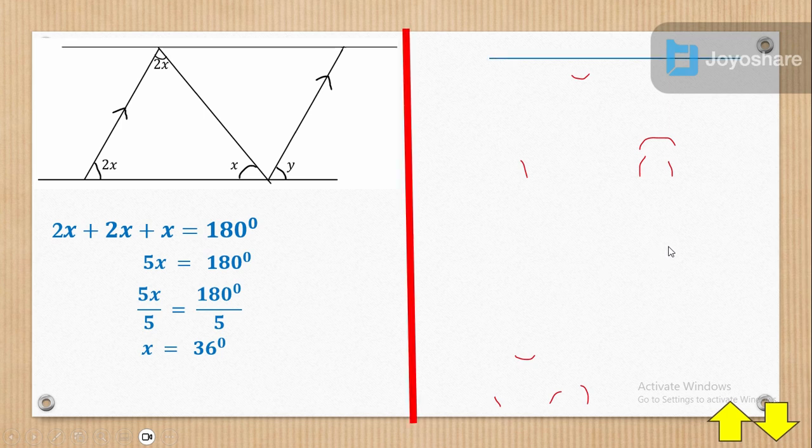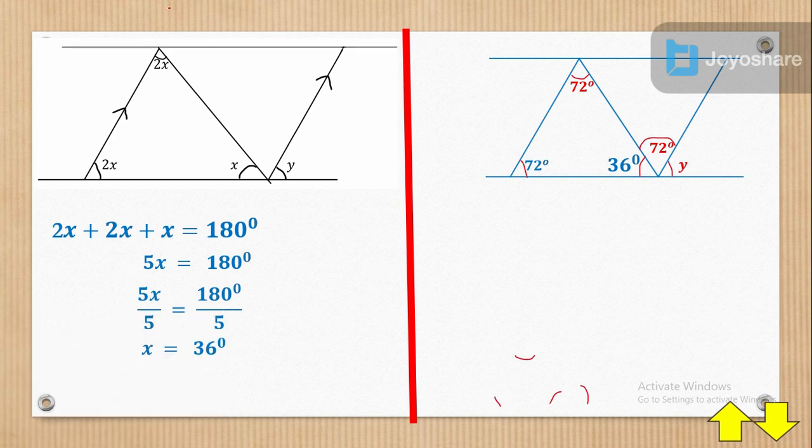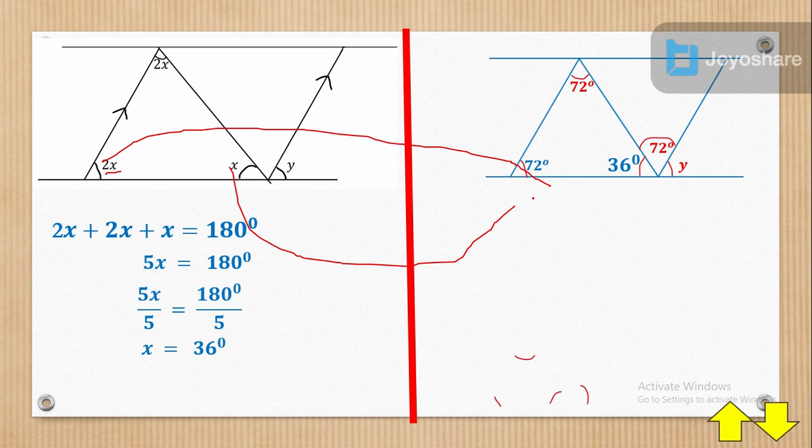So I'm trying to redraw again. From the computation, what I'm realizing here is, where we have x, that is 36. Here 2 times x, which is 36, gives us 72. This 2x is 72 here.